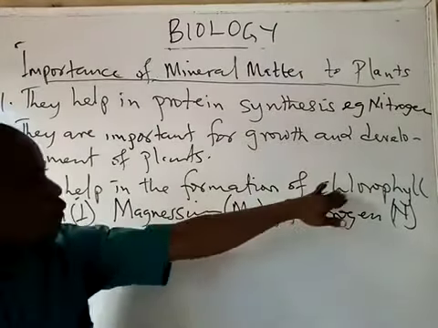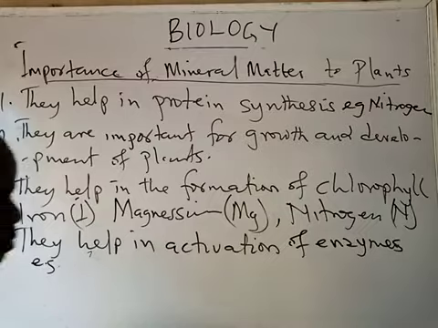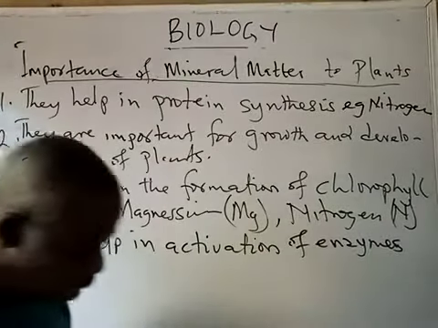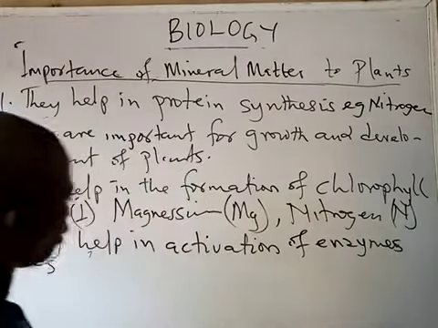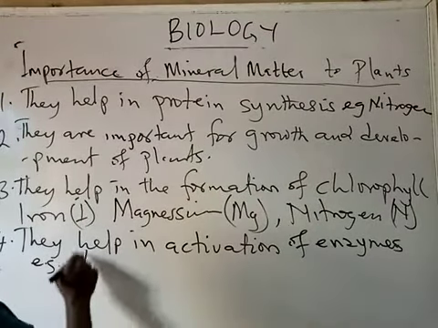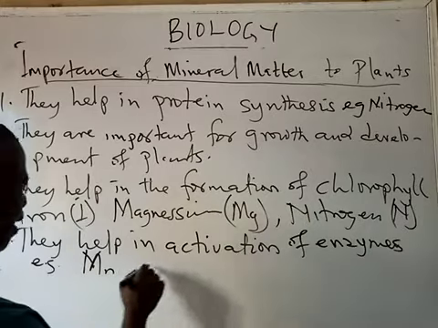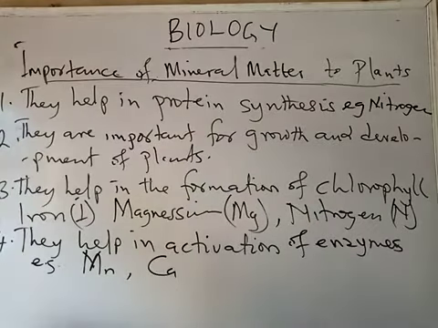Number four, they also help to activate enzymes in the plant. For example, manganese and calcium perform this function. Manganese and calcium help in activation of enzymes.